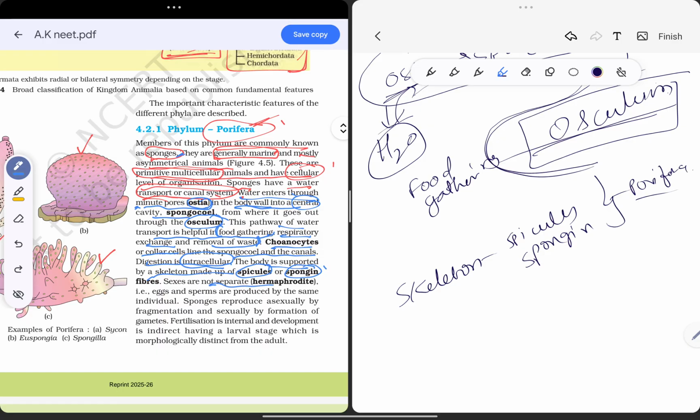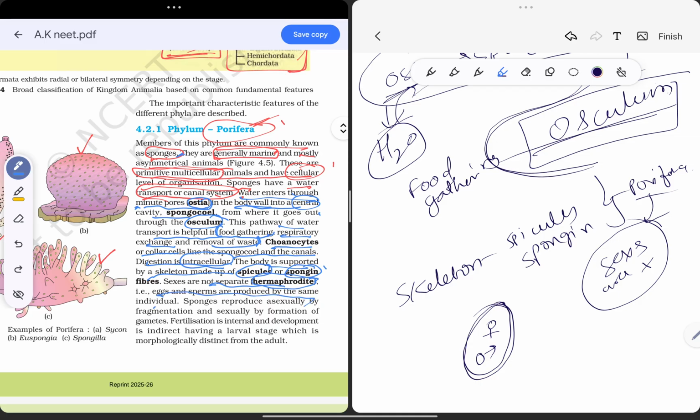The sexes are not separate. If they are not separate, they are called hermaphrodites. These are very important points you should remember. Porifera is hermaphrodite because the sexes are not separate, meaning only one organism has both male and female sexes. So it's hermaphrodite.